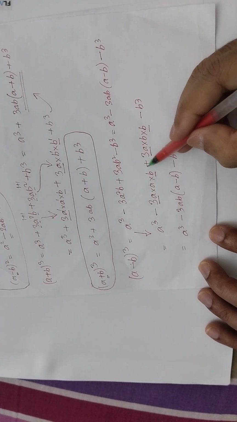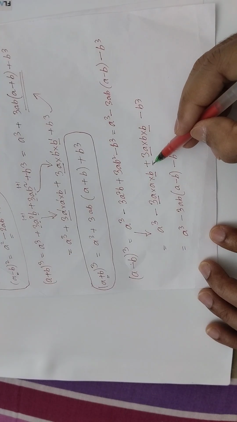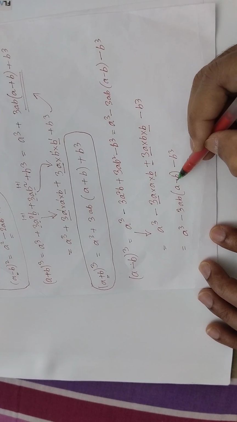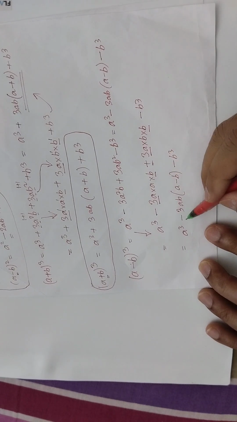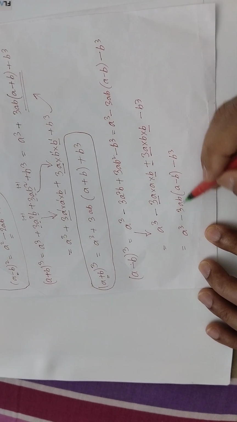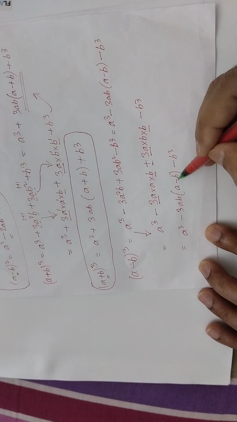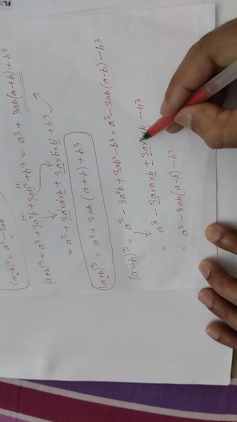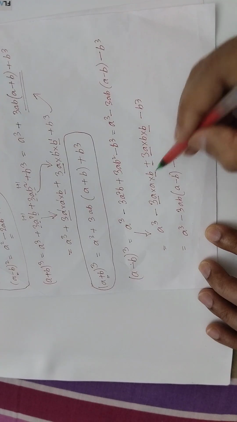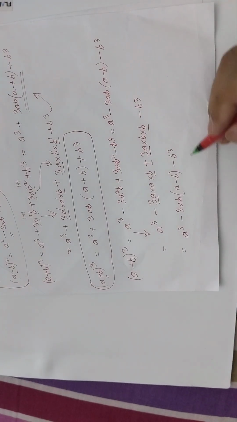Now the question is, if there was a plus, why do I put a minus? I put a minus inside the bracket, not outside, because when we open it up, minus 3ab, when I multiply with minus b, it gives the same old number, 3ab square. That's why I do it.